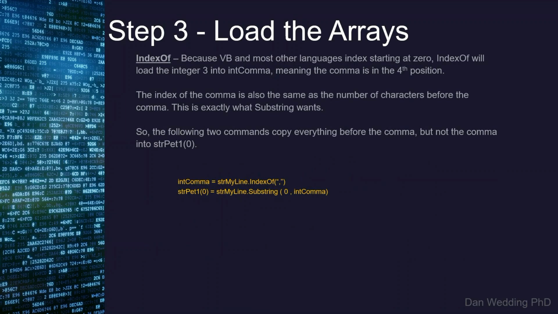Because VB and most other languages index starting at 0, indexof will load the integer 3 into int comma, meaning the comma is in the 4th position. The index of the comma is also the same as the number of characters before the comma. This is exactly what substring wants. So, the following 2 commands copy everything before the comma, but not the comma, into pet1.